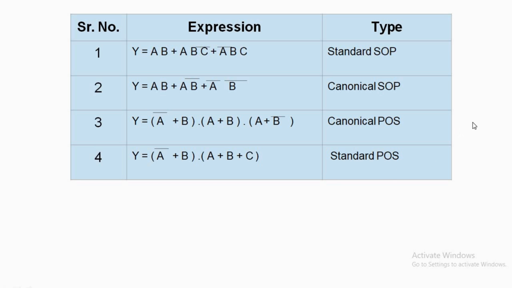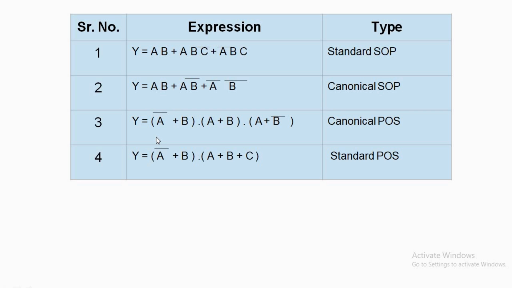Now from this table we can understand the standard and canonical SOP, and standard and canonical POS. So the first example is for standard SOP. Here 3 variables are there, but each term does not contain 3 variables. In the second, canonical SOP form, 2 variables are there and each term contains 2 variables.